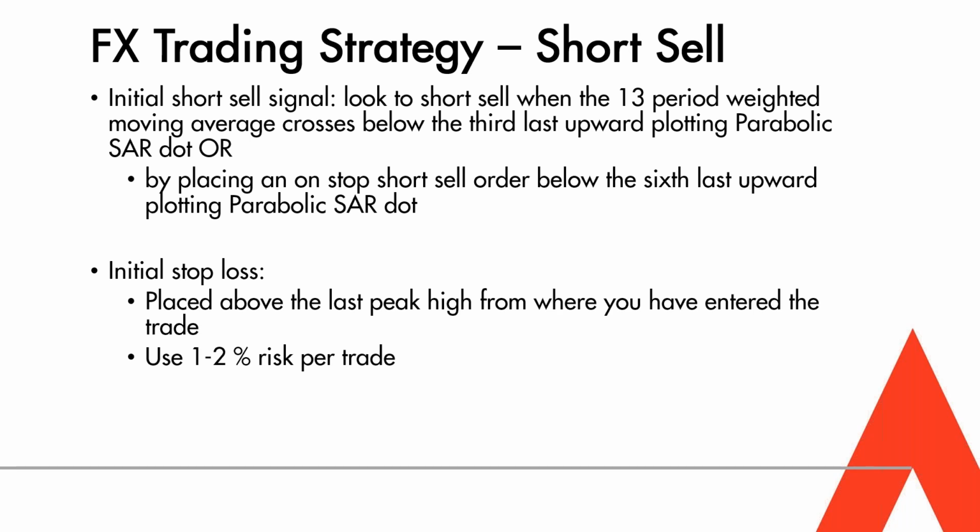Now, for the initial stop, again, everything in reverse, it is placed above the last peak from where you've entered the trade. So somewhere on the chart, you're prepared to admit it's no longer going down, you're wrong about it going down, so putting it above the last peak is a perfect place for your initial stop. Now, trade risk, generally 1 to 2% risk per trade. That is the maximum risk being suggested because of the volatile nature of the FX market.